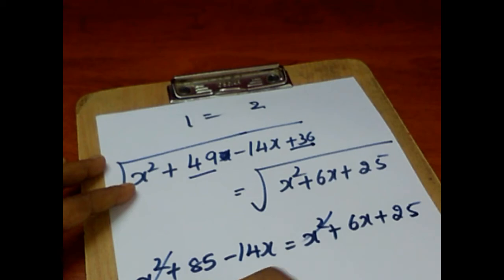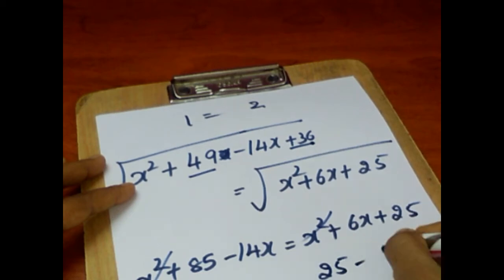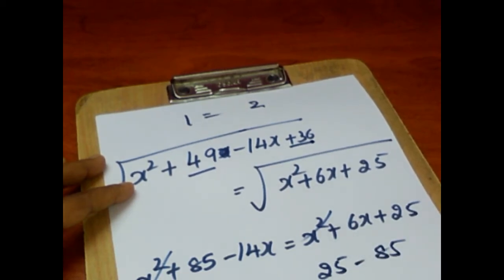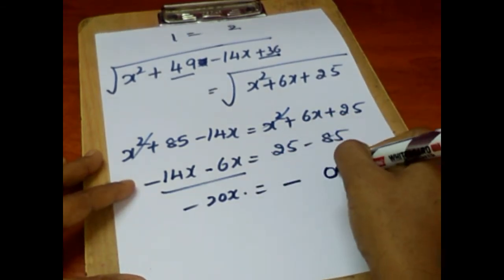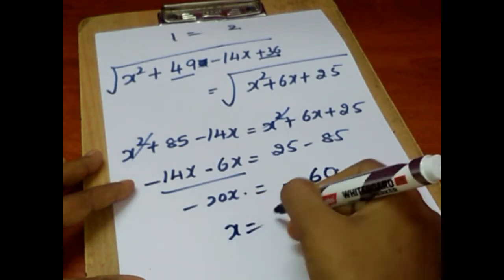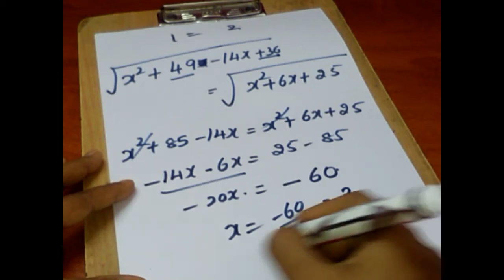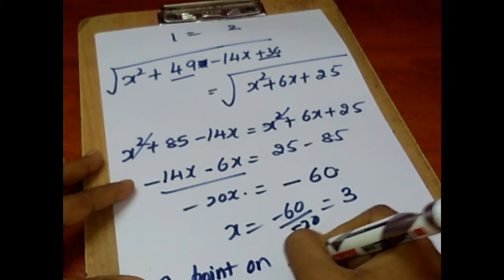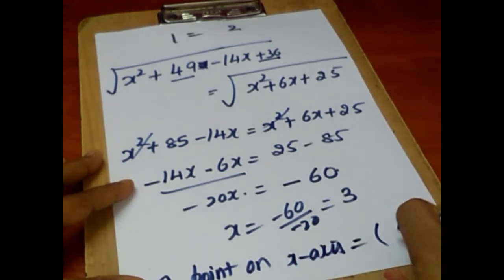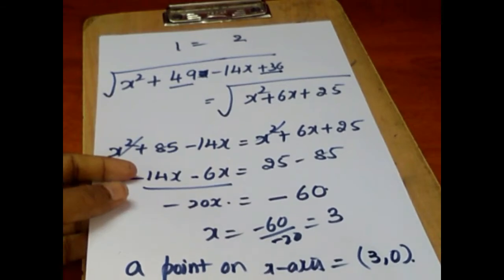x square is cancelled. Minus 14x minus 6x is equal to 25 minus 85. This is minus 20x is equal to minus 60. Hence x is minus 60 by minus 20, which is equal to 3. So hence a point on x-axis is 3, 0. This is the solution for question number 8.